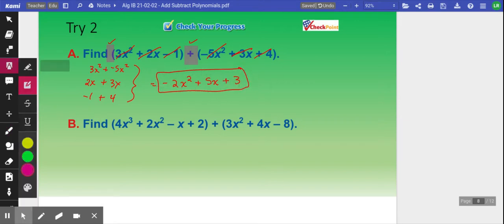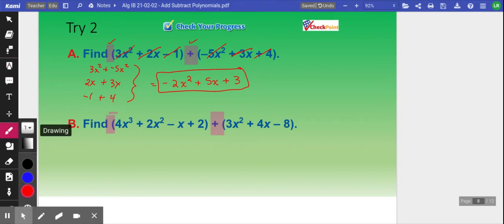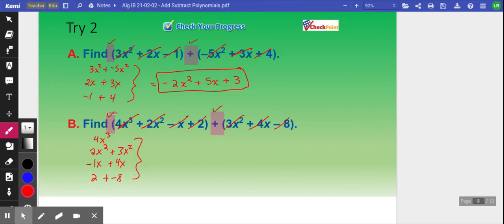Okay, for letter B, always check in front of the parentheses. +1, I'm done. +1, I'm done. So I'm good to go. I'm ready to add up my like terms. The biggest exponent is my x to the third, 4x to the third, and that is the only one of its kind. So I go on. 2x squared and 3x squared get added up. We have -1x and +4x that get added up. And then we have 2 plus -8. Let's go ahead and add these.